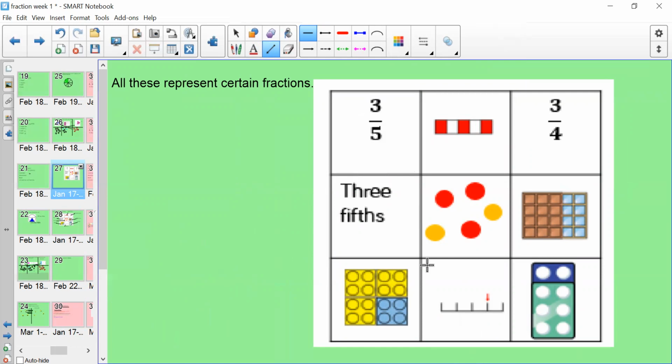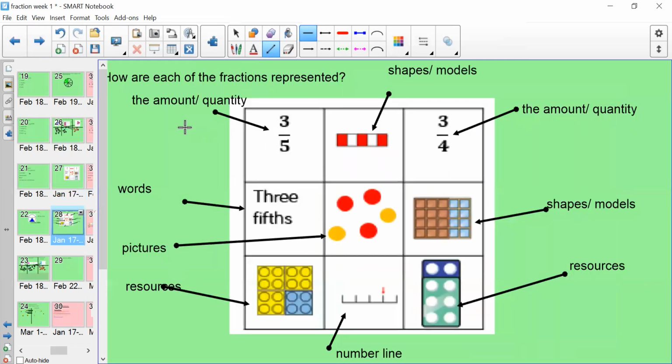So can you match up any of these fractions? So pause the video now. You might want to write this down on a piece of paper to see how you are getting on. Okay, well done. So let's have a look at these more closely.